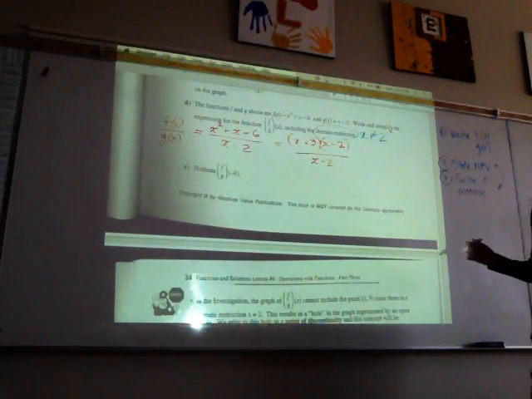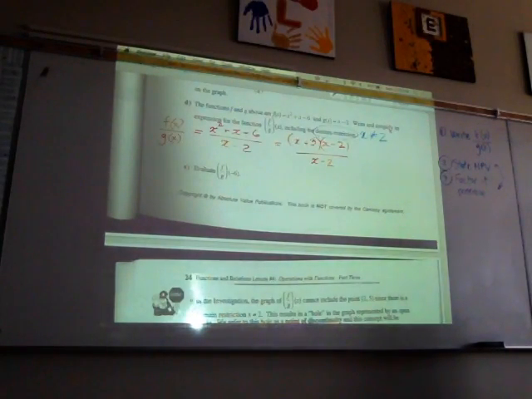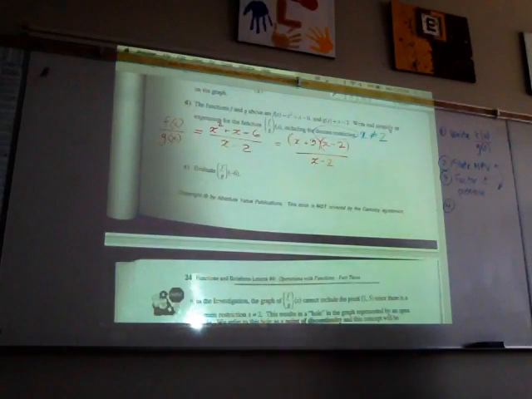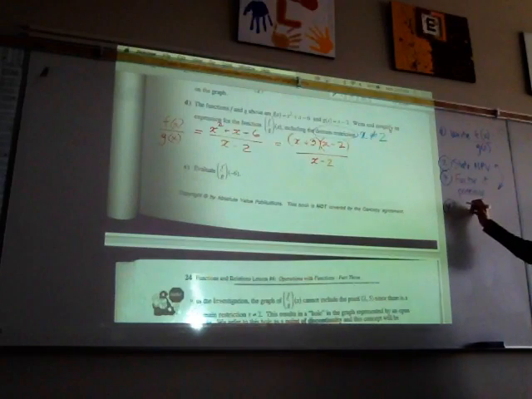And any guesses what step 4 is going to be? Chop suey. Cancel them out. So any common binomials that you can see, we're going to cancel out.